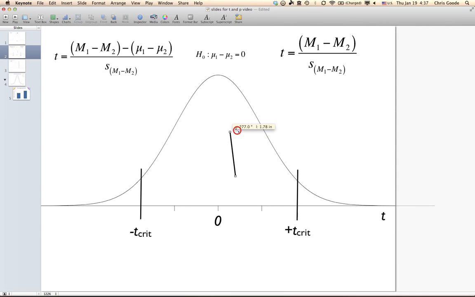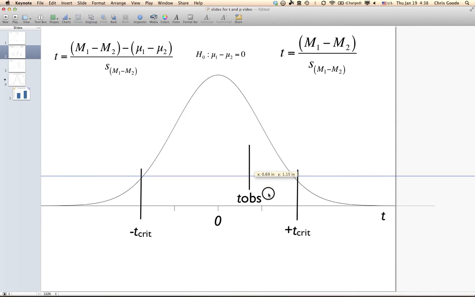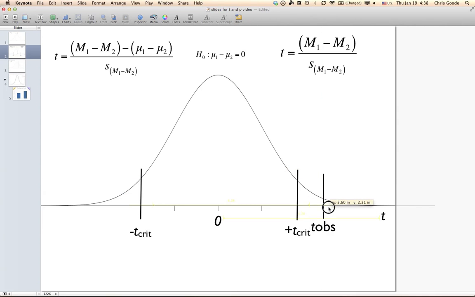All right? So sometimes your calculated value for t, and let's go ahead and put that right here in the slide, this is your observed value for t. Sometimes, even if the null actually is true, this observed value for t is going to be really huge because just by chance one of your sample means happened to be much bigger than the other sample mean.